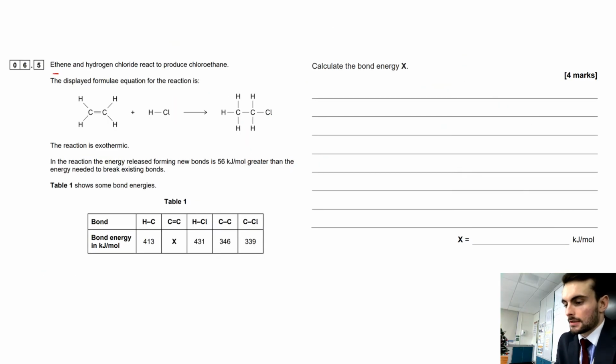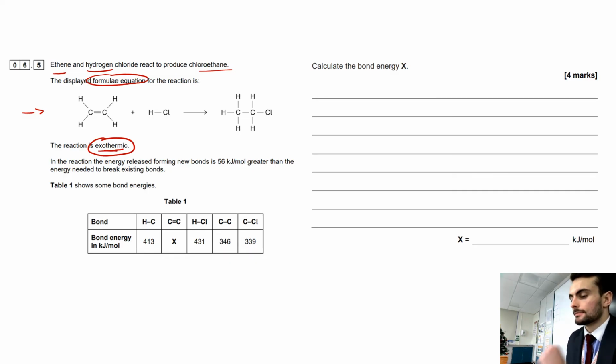Question says ethene and hydrogen chloride react to produce chloroethane, and it gives you a formula equation for the reaction, which is here. So it shows you the formula. You're not expected to know that. And it says the reaction is exothermic. So the first thing I think when I see that word is energy is given out to the surroundings, and because we're talking about bond energy, which we'll get to in a second, the overall energy change is going to be negative. So in the reaction, the energy released from forming new bonds is 56 kilojoules per mole greater than the energy needed to break the existing bonds.